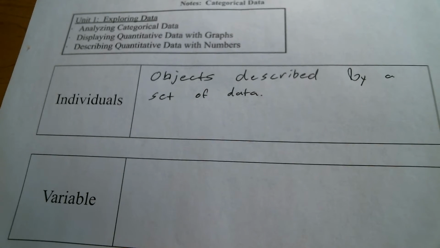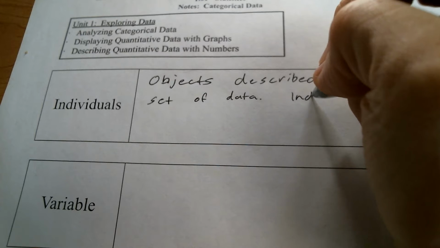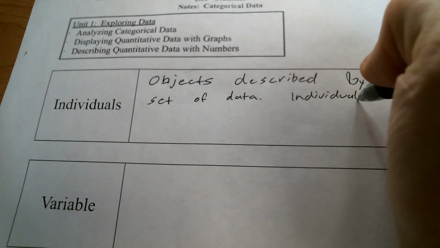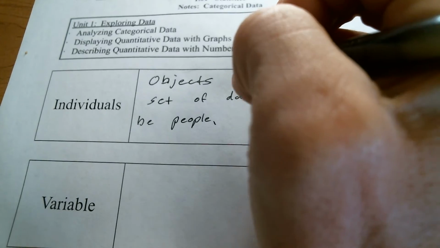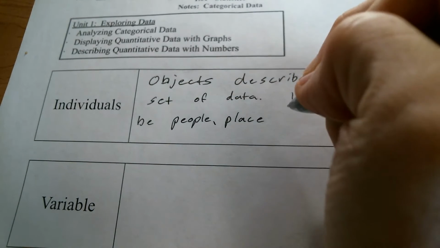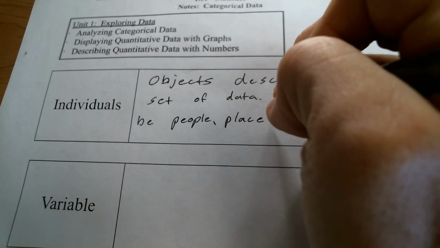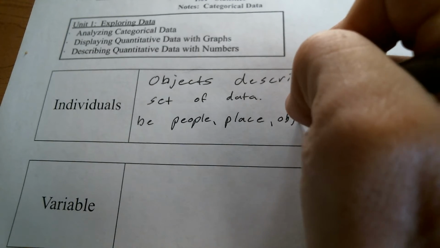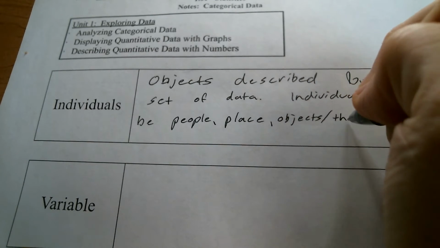So if you have a table full of data, the object that that data is describing is the individual, right? It doesn't necessarily mean a human. Individuals may be people, which is kind of the normal understanding, but it could be places. All right, a place could be an individual in the context of a statistical study. It could be objects or things, so more or less like nouns.